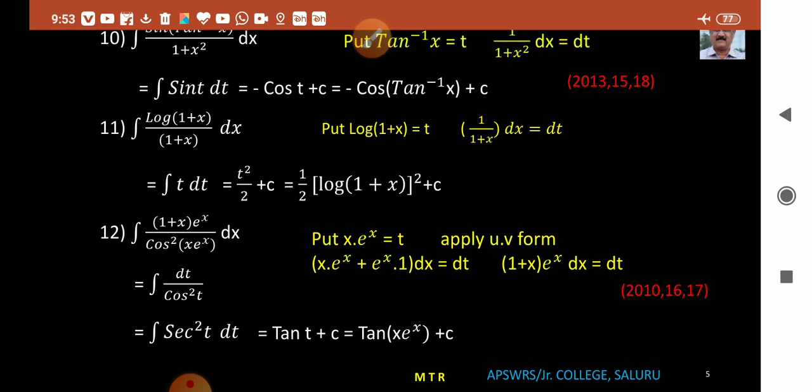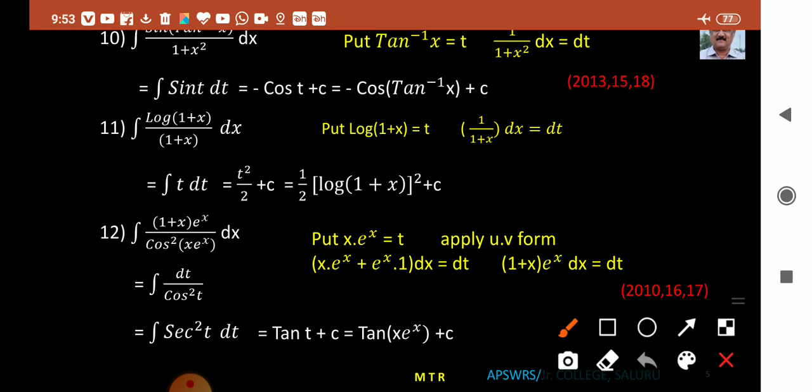Okay, this is equal to 1 by 2, write this 1 by 2 here. You know t is log 1 plus x. So t square is log 1 plus x whole square. For this t square, we write log 1 plus x whole square. So the answer is 1 by 2 log 1 plus x whole square plus c.